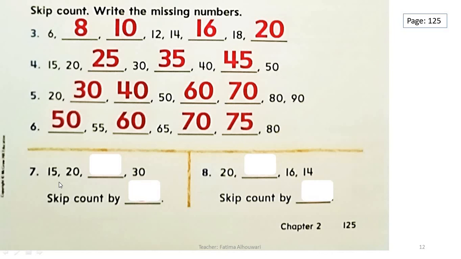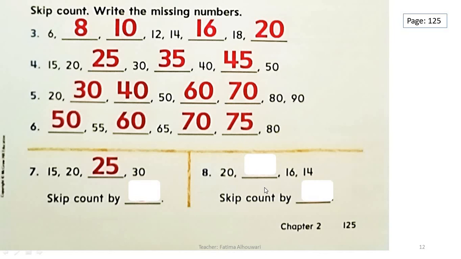We have 15, 20, and then 25. The last number is 30. Skip count by. Can you guess, grade 2? Did you say 5? If so, you're totally right. It's 5. Excellent. Let's see the next one.